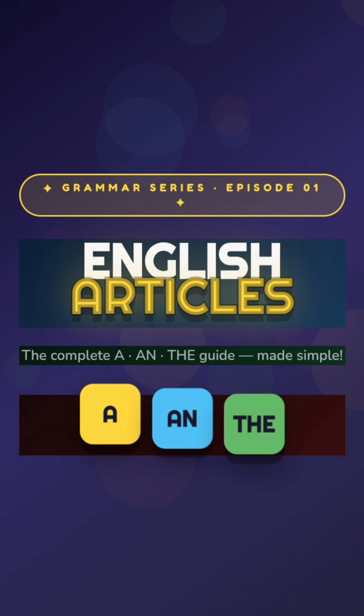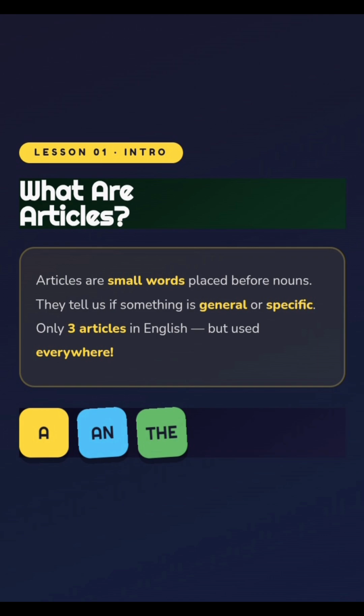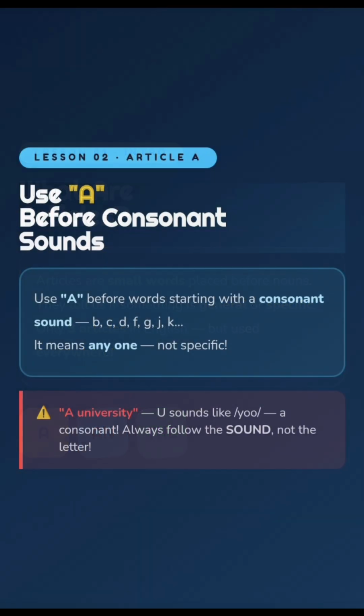Today we are learning about articles in English. By the end of this video, you will master a, an, and the completely. Let us begin. So, what are articles? Articles are small words that we place before a noun. They tell us whether we are talking about something general or something specific. There are only 3 articles in English: a, an, and the. Just 3 small words, but they are used in almost every single sentence we speak.